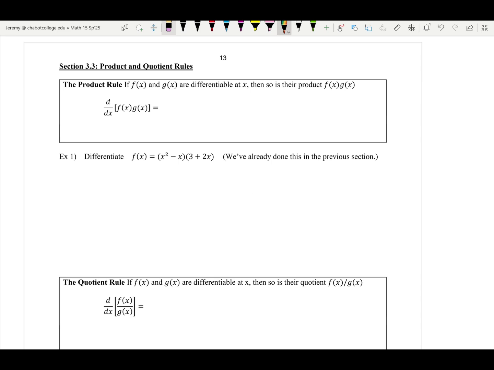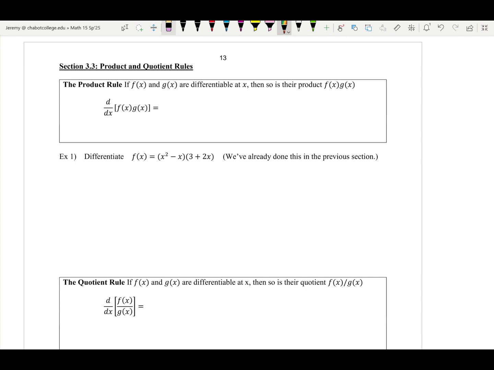Section 3.3, Product and Quotient Rules. So in the previous section, we saw a couple examples where we had products and quotients and we were looking to differentiate those functions. And I mentioned that we didn't yet have a real rule or fixed method for dealing with derivatives of products or quotients.